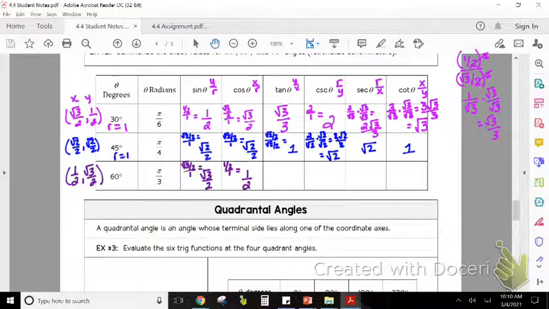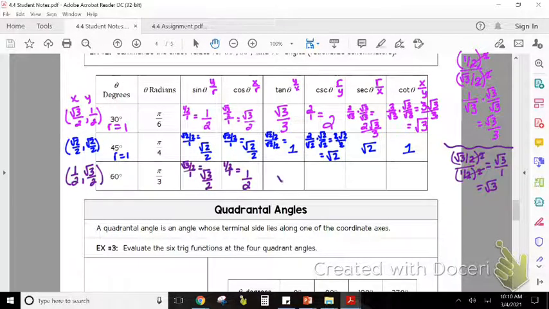And then tangent is y over x. So I'm going to come over to the side again here and do this one. So y over x, my y is the square root of 3 over 2. My x is 1/2. So I'm going to do the same thing. I'm going to multiply by 2 to get rid of the little fractions. And so we get the square root of 3 over 1, which is just the square root of 3.